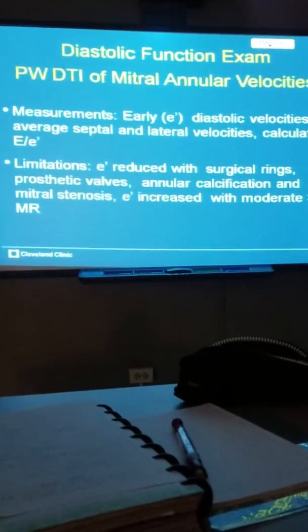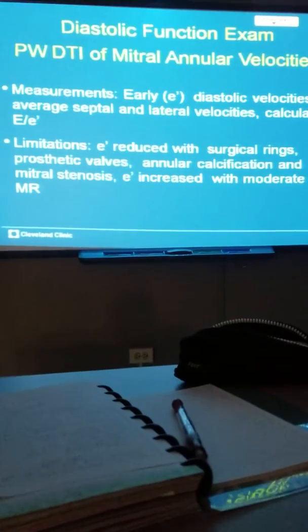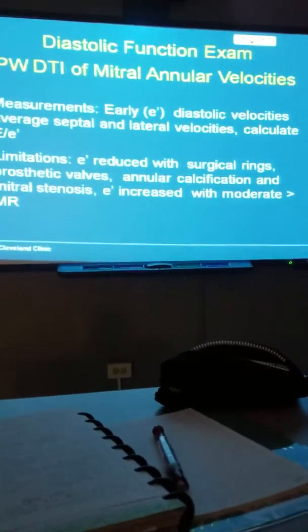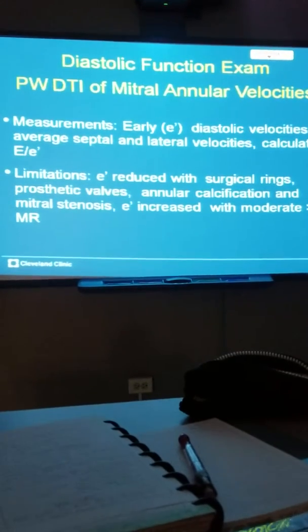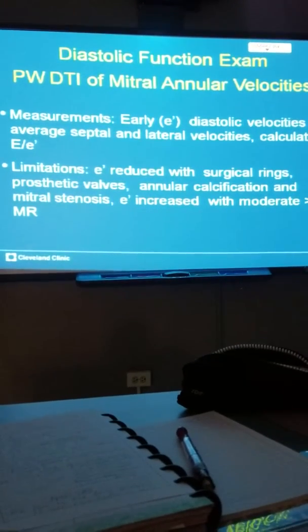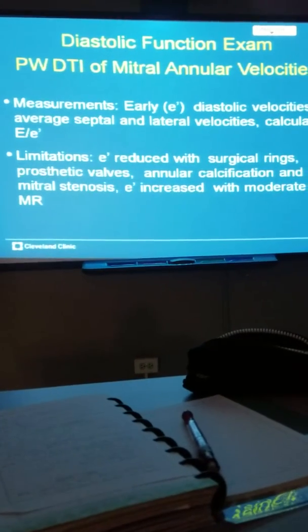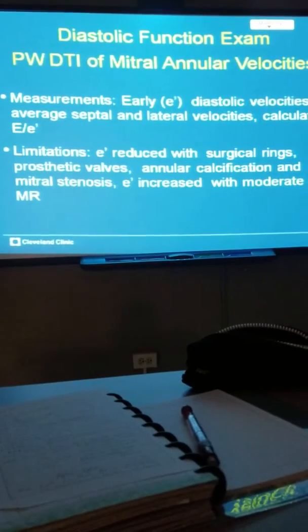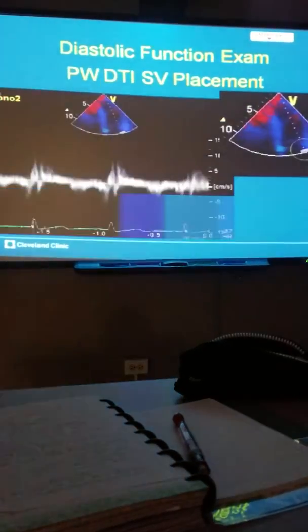The measurements from this: you're going to look at your early diastolic E' velocities, average septal and lateral velocities, and calculate your E over E prime. The limitations: your E prime is reduced with surgical rings, prosthetic valves, annular calcification, and mitral stenosis. The E prime increases with moderate mitral regurgitation and greater.